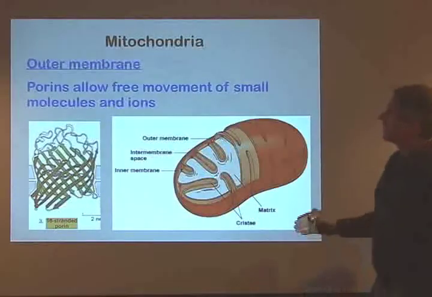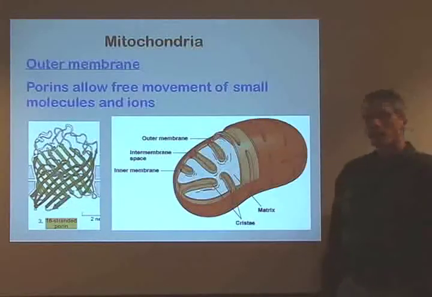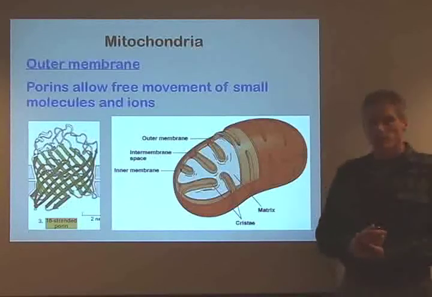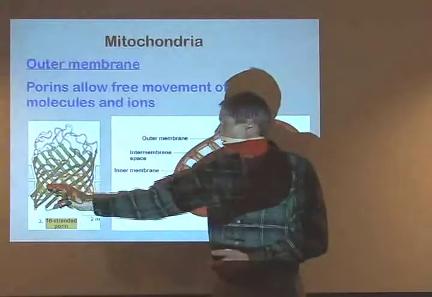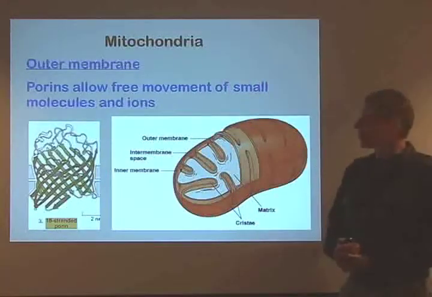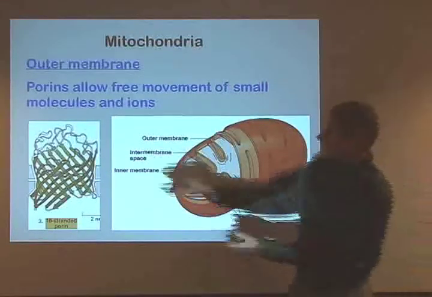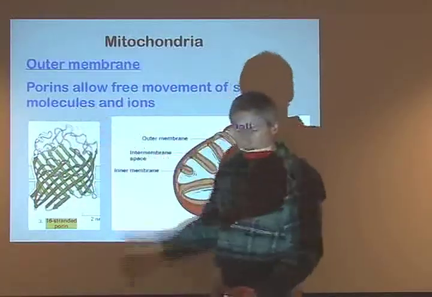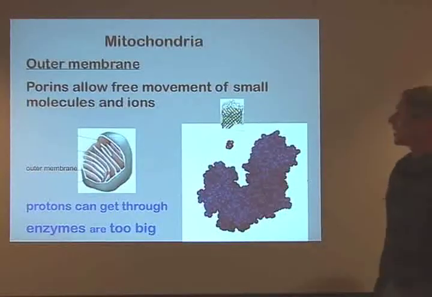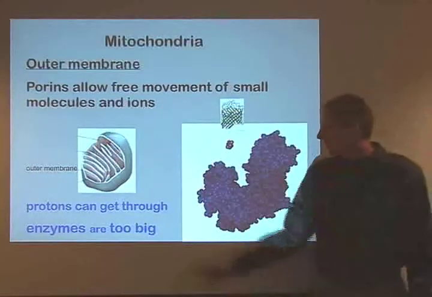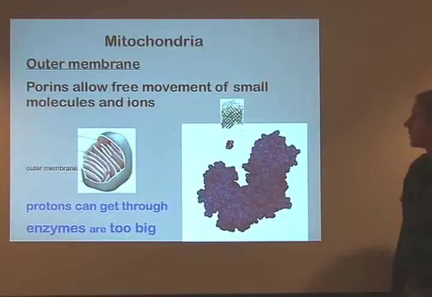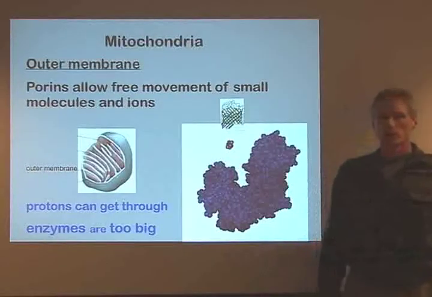Mitochondria have an anatomy. Mitochondria have an outer membrane and an inner membrane. The outer membrane is somewhat porous. They have these beta barrel proteins extending through the membrane called porins. And these barrels allow small molecules through, like water or ions. Protons can get through, but enzymes are too big. So the porins allow small molecules through.